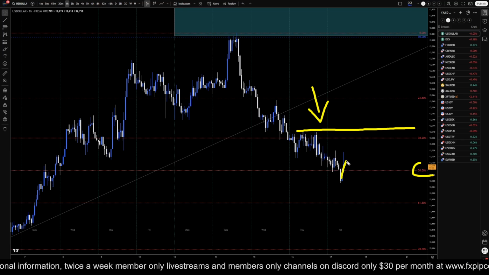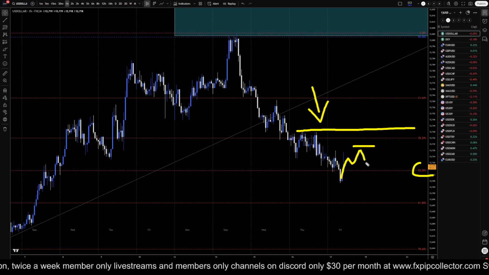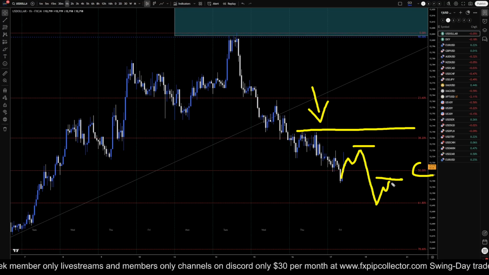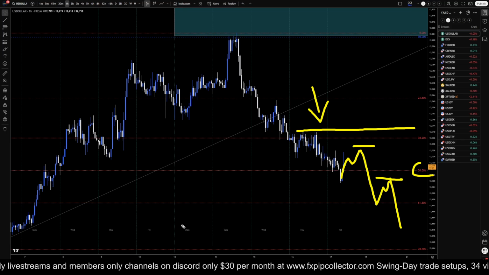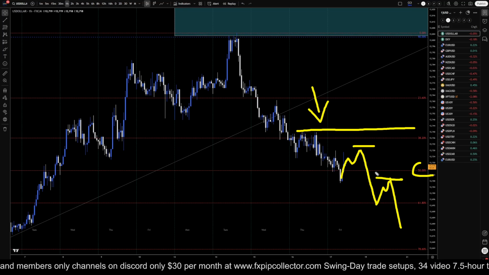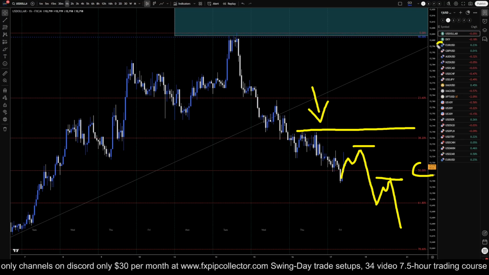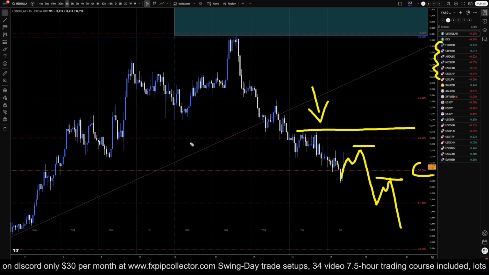If it goes up and doesn't break that high and instead makes another lower high, then I'll just continue to go with the flow. And the market flow is definitely down on the dollar. So I would take that information and I would apply it to the main dollar pairs and trade accordingly.